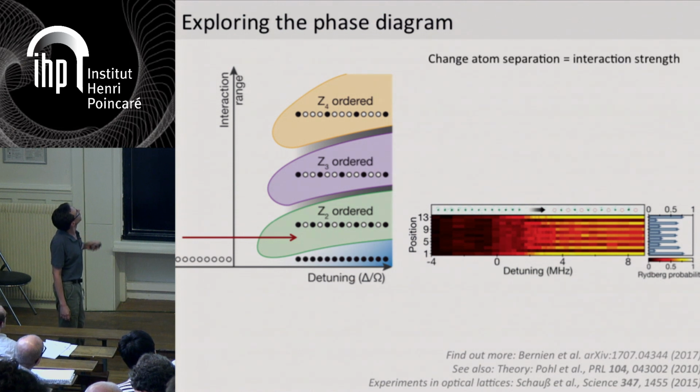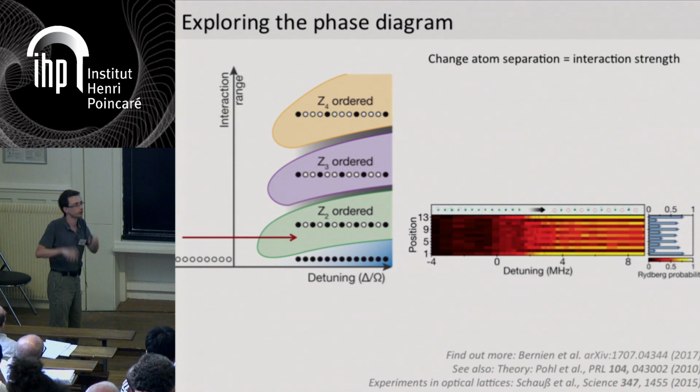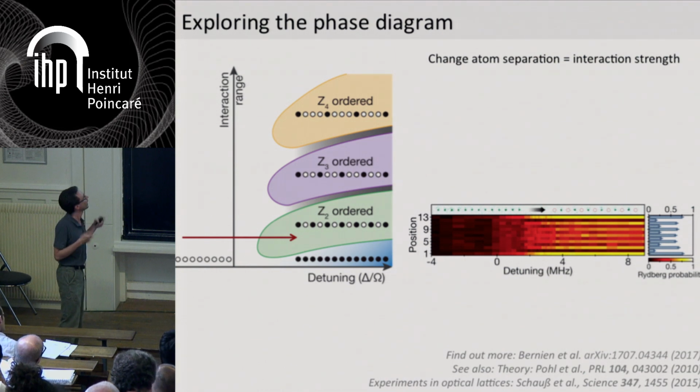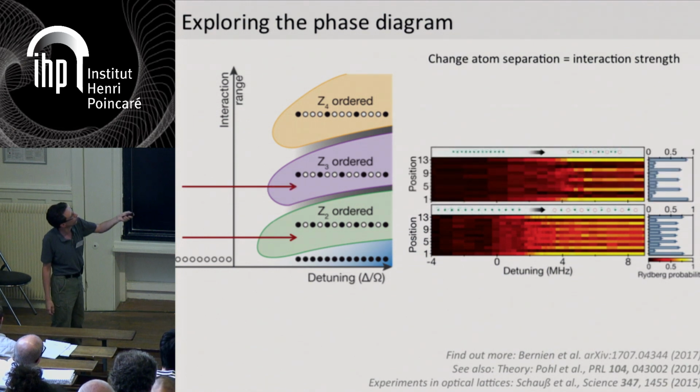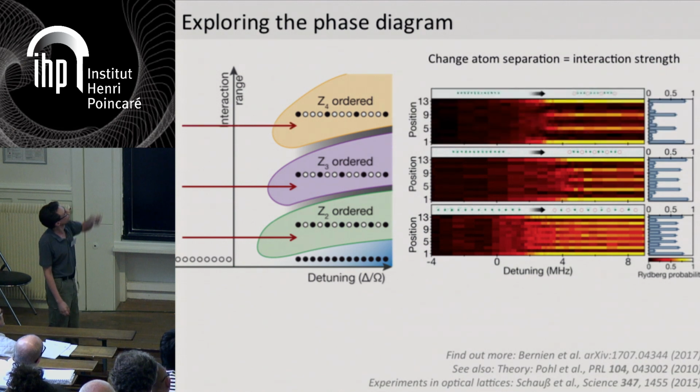All right, and then we can change the interaction strength by changing the distance between the atoms. We just make them a little bit closer, which increases Rydberg interactions. To use fancy words, we have a programmable quantum simulator, because we can change this parameter, the interaction strength, and we can do a sweep into the Z3 order, where you see now that every third atom is excited to Rydberg, and we can play the same game for the Z4 order.